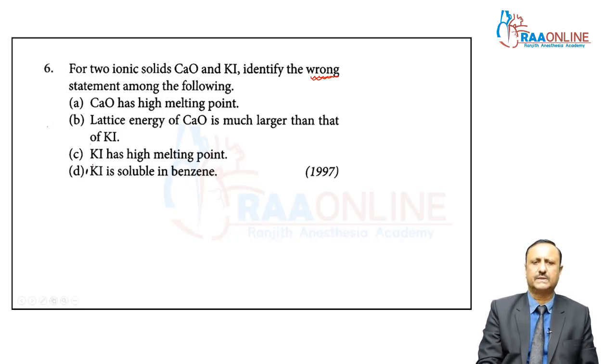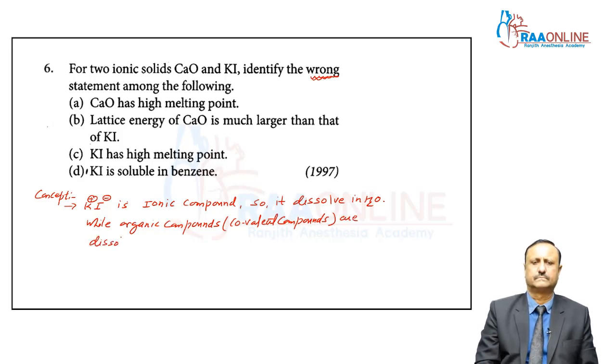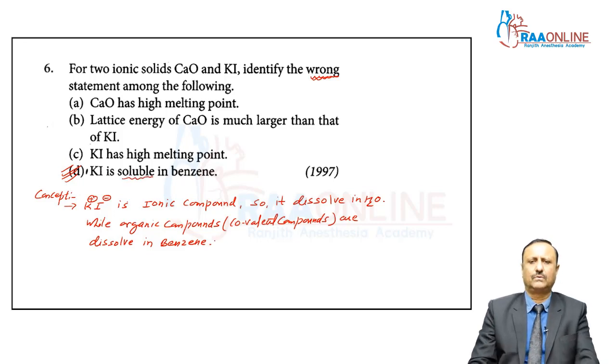No. Why? Because, my dear students, this is the concept of this question: KI is an ionic compound, so it dissolves in water, while organic compounds, which are called covalent compounds, dissolve in benzene. So, my dear students, answer is D, because KI is not soluble in benzene. Now we can go to question number 7.